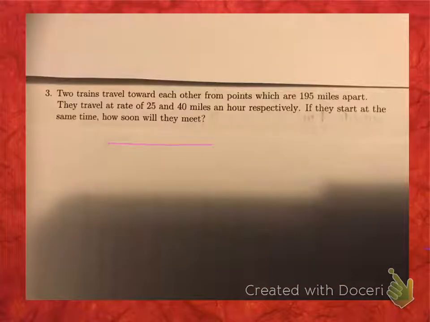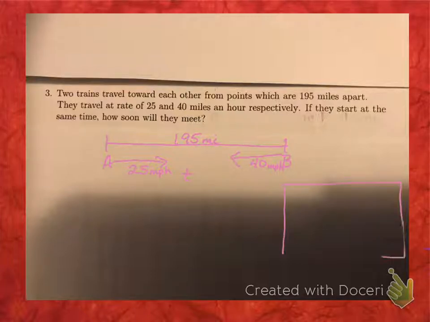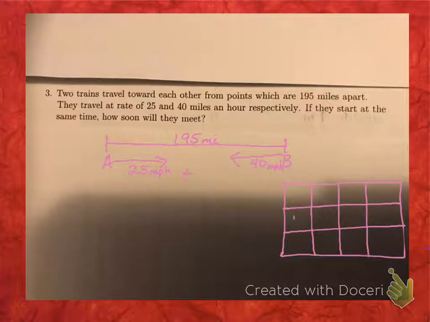Okay, let's look at number 3. A and B. They are 195 miles apart. A is going 25 miles an hour, B 40 miles an hour. They're starting at the same time. They're going to travel T hours. Do our chart. A and B here. Rate, time, and distance.